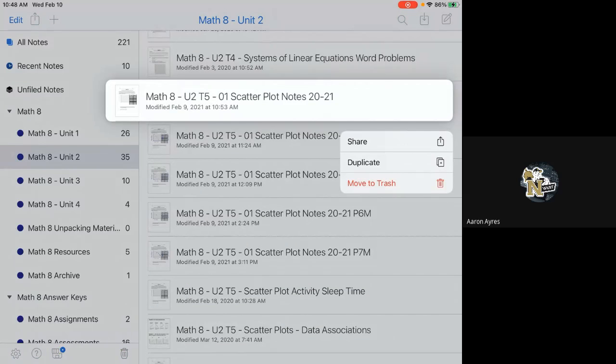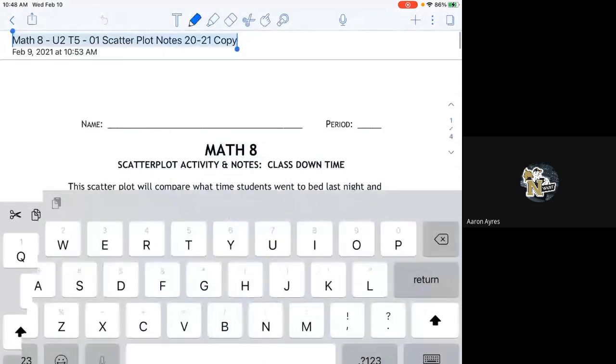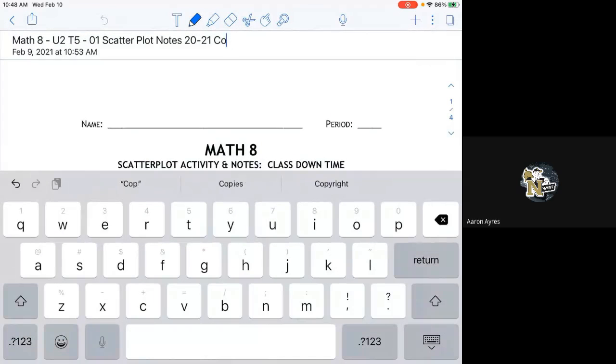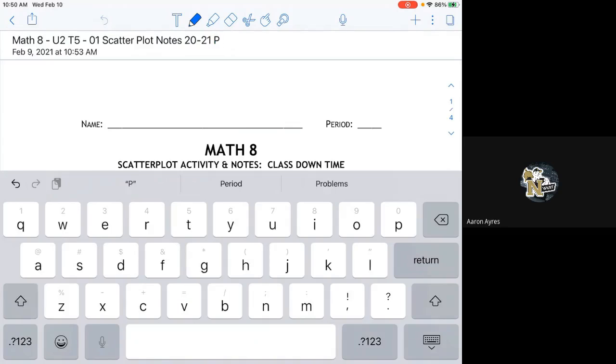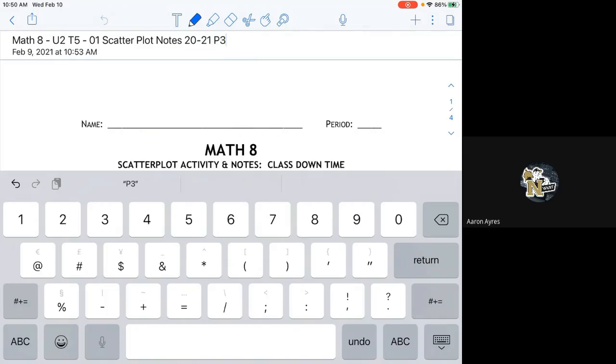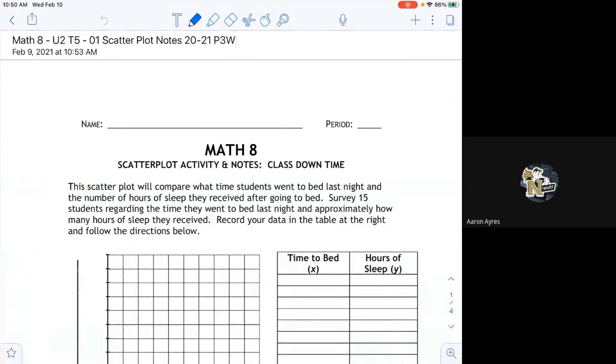Okay, so a scatter plot today. Have you guys worked with scatter plots before? Does it sound familiar? Maybe a little bit? Okay, so a scatter plot basically just helps us compare two different types of data. When we compare two different types of data, we call that bivariate data. So a scatter plot allows us to compare bivariate data.